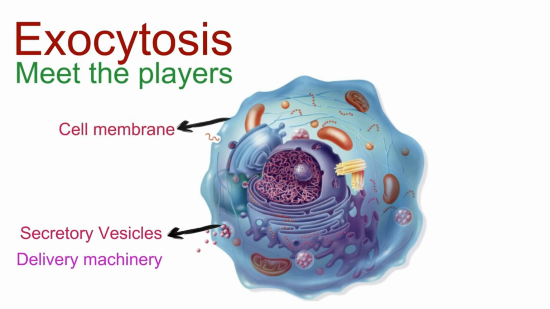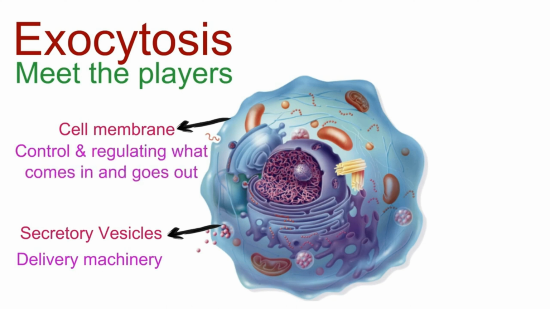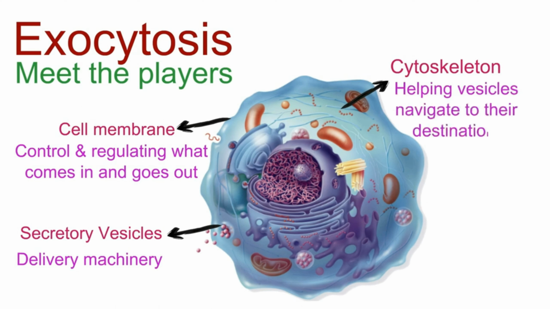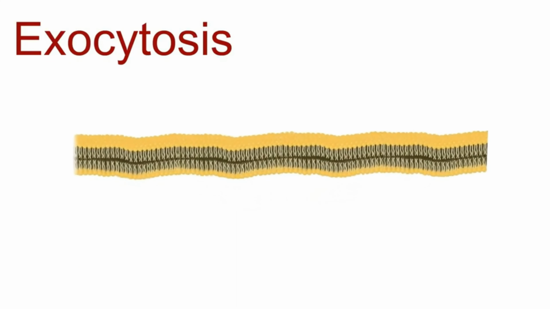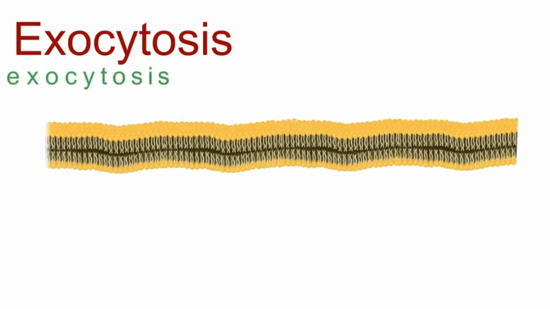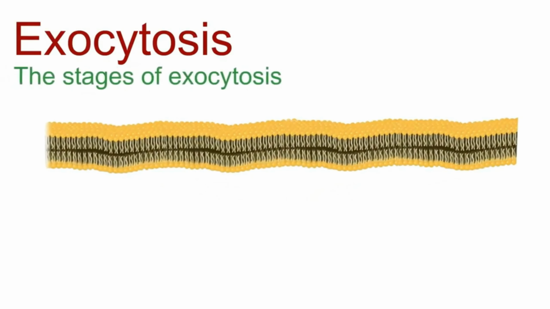Second, cell membrane or plasma membrane. Our city's border control, regulating what comes in and goes out. And the third one is cytoskeleton. Think of it as the city's roads, helping vesicles navigate to their destination. Exocytosis happens in several stages, just like a well-choreographed dance.